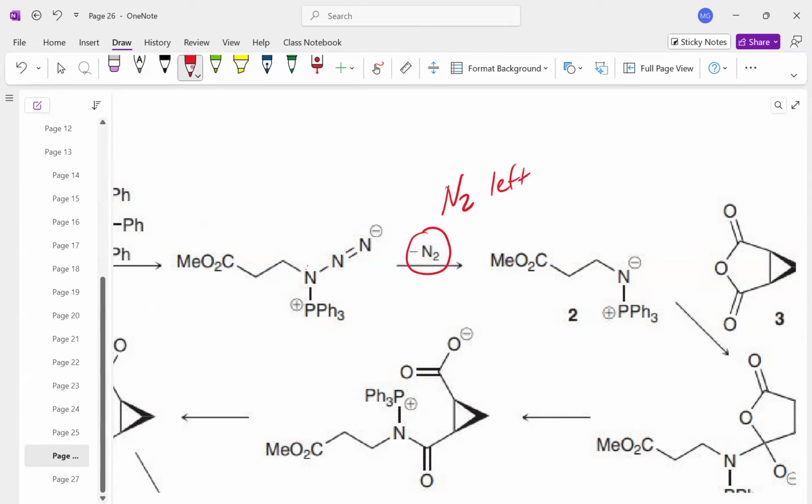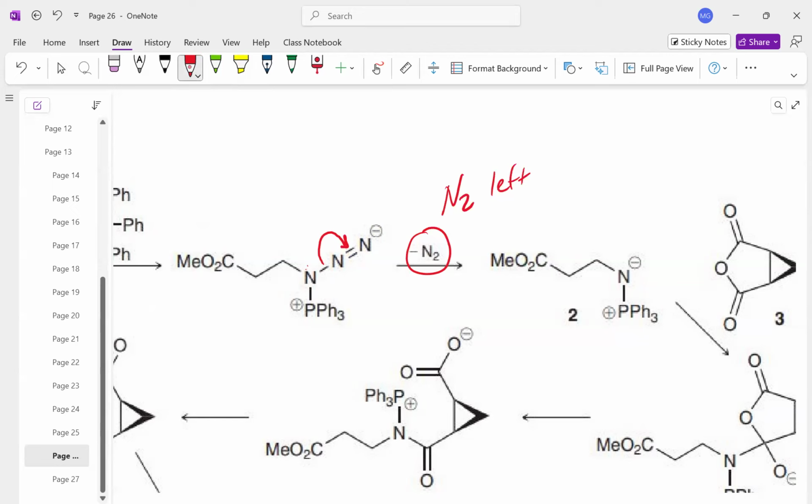So what nitrogen atoms are we talking about? There's three of them. Which two left? Well, it's got to be these two. Now I have two ways I can do this. Let me show you the wrong way here.